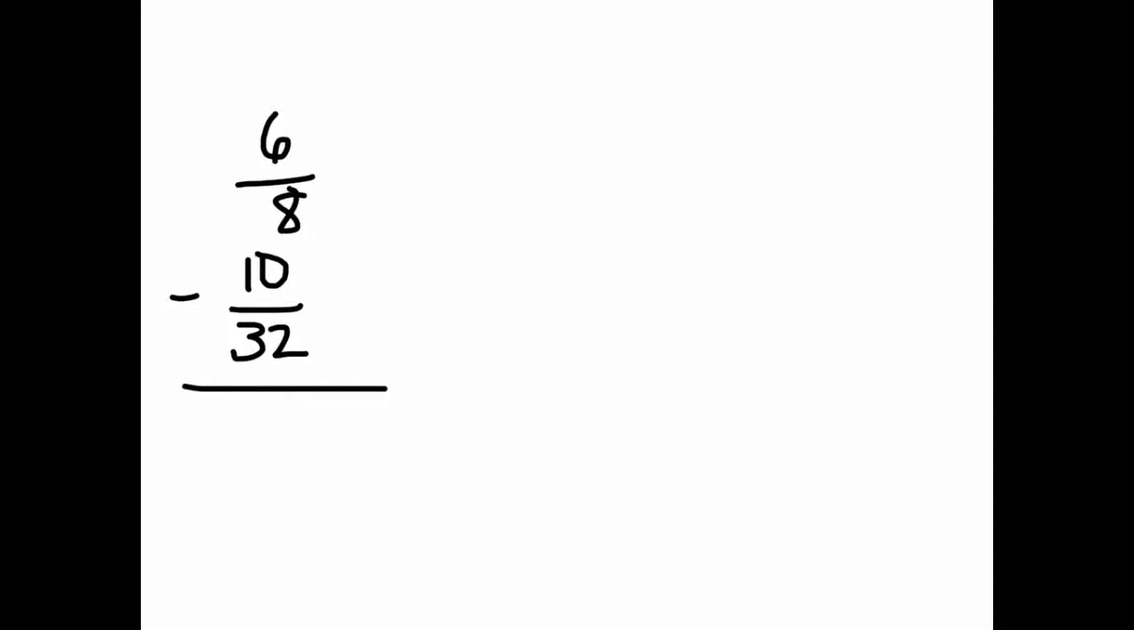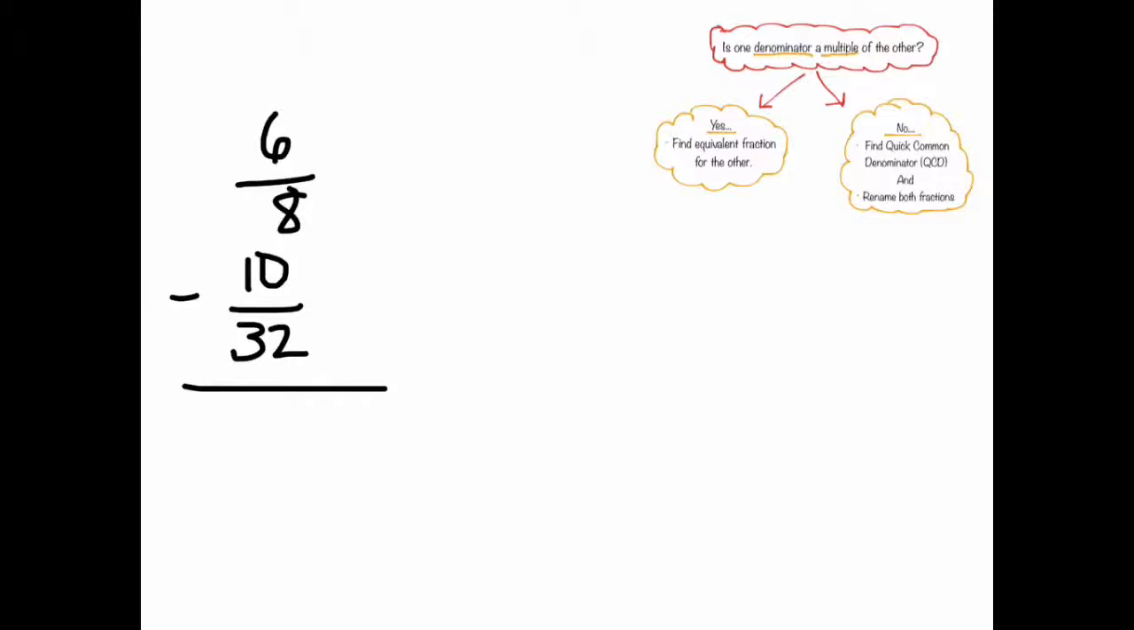This problem, we are going to subtract 10/32 from 6/8. Now, I could use my chart because it has 8s in it, but it doesn't have 32nds, so it's not going to help me, so I'm not going to bother. I'm going to use the multiples trick, and the first thing I need to find out is if one is a multiple of the other.